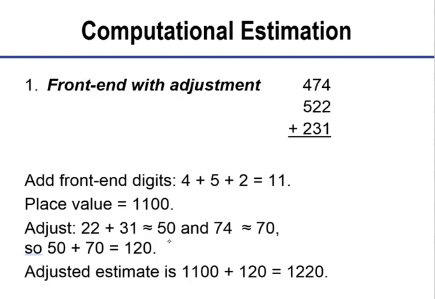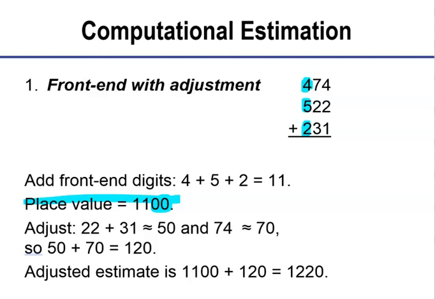Now how do you do front end with adjustment? So notice what they're doing is they're adding the numbers in the front. So we're looking at the front end instead of the units. So I'm adding 4, 5, and 2 to start with. Okay, we know 4 plus 5 plus 2 is 11. And then you add the place value to it because that was in the hundreds place. You have to add the 2 zeros.